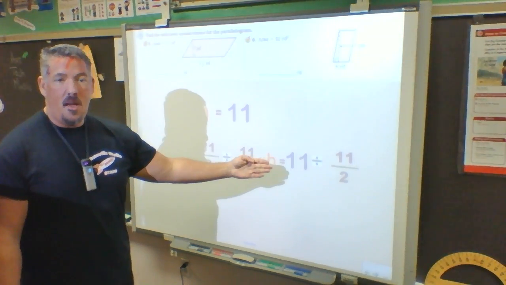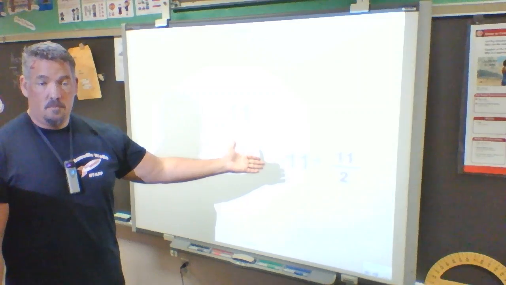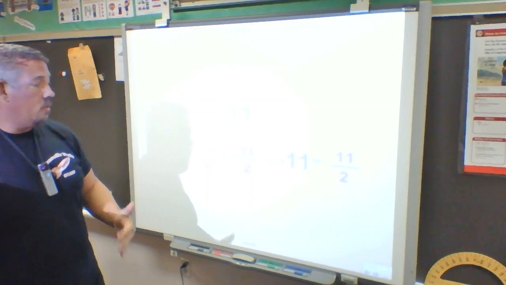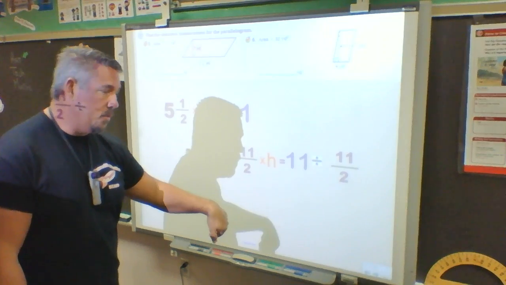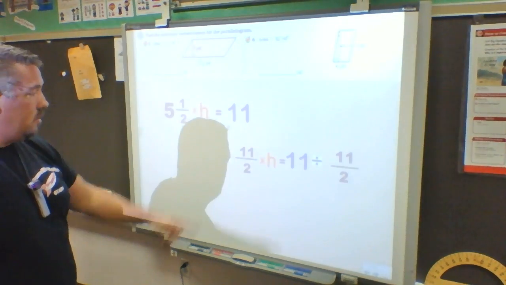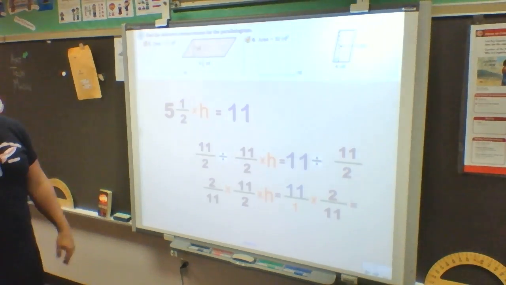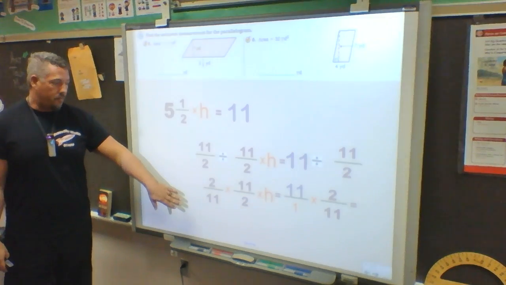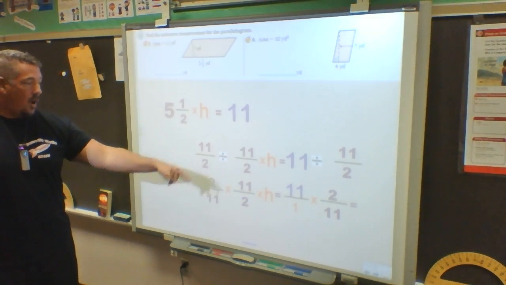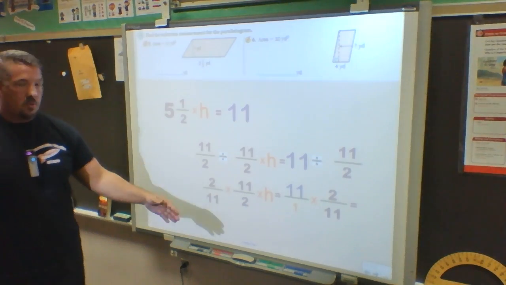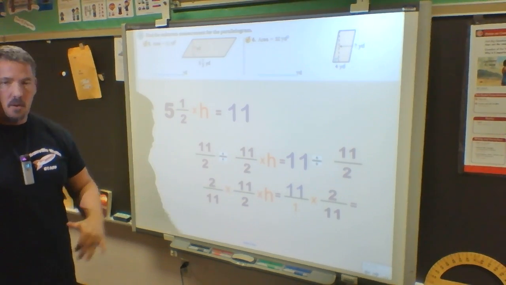Over here, what am I going to have to do with my 11? Hopefully you thought, you're going to have to put it over 1. So if I put 11 over 1, and then I keep my first one, division becomes multiplication, flip my second fraction, then I'm going to get this math problem. 2 over 11 times 11 over 2 times the h is equal to 11 over 1 times 2 over 11.